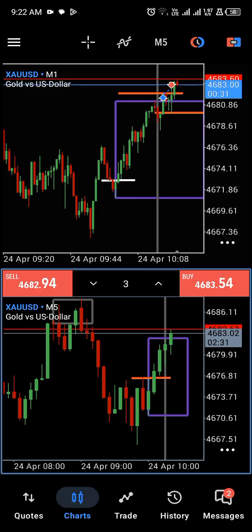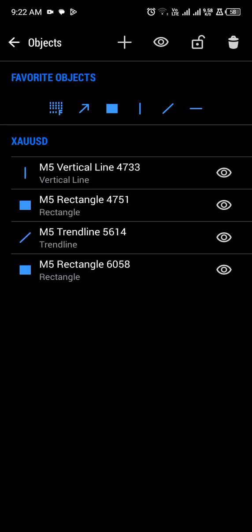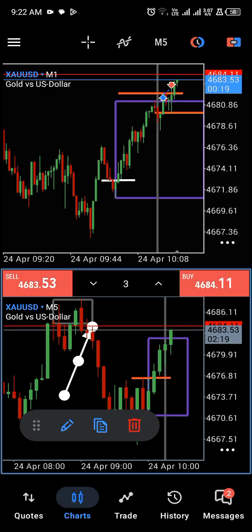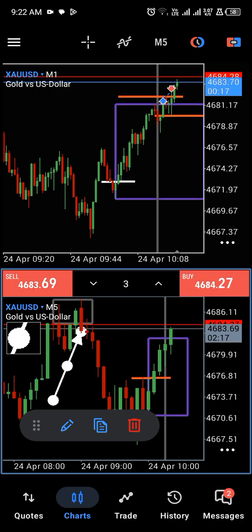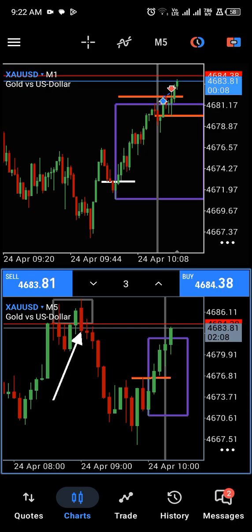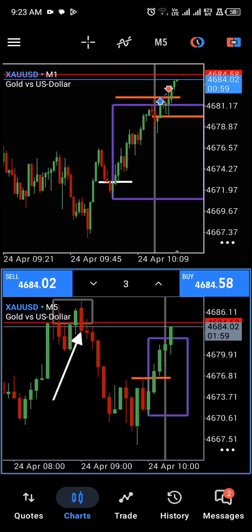So let us see if these buyers will be able to take out this area. I am interested to see this one. In my opinion, I do not think it will be that easy for them to take out that area. I can see that they are pushing the price up. Well, it is not actually an aggressive push to the upside, but yes, they are pushing the price up.